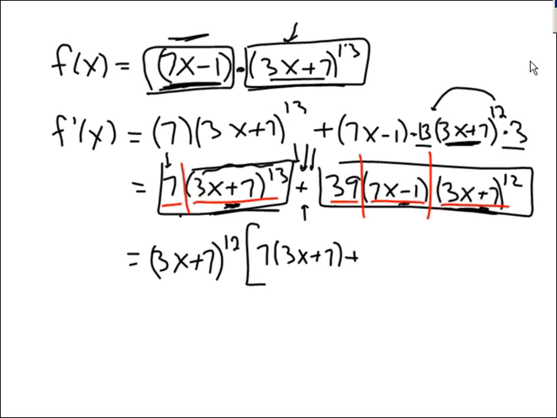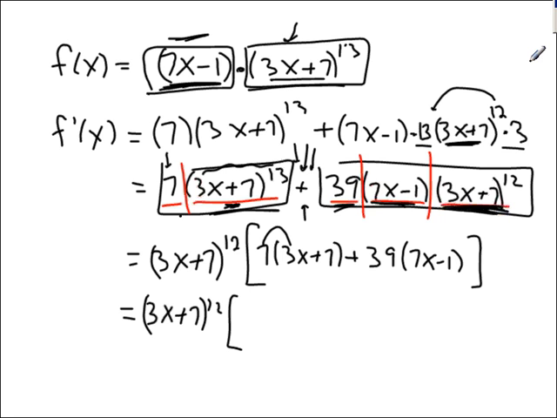Plus, I have 39. I need to multiply by 7x minus 1. I already factored out the 12 3x plus 7s. Okay, let's take this one all the way. (3x plus 7) to the 12th. Inside the brackets, I have 21x plus 49. And then I have 39 times 7 is 273, I think, plus 273x, yes, that seems right, minus 39.